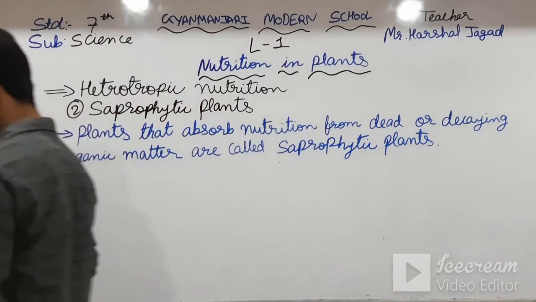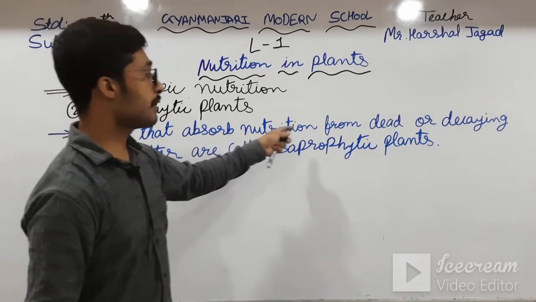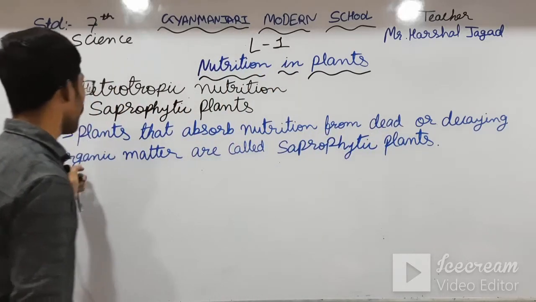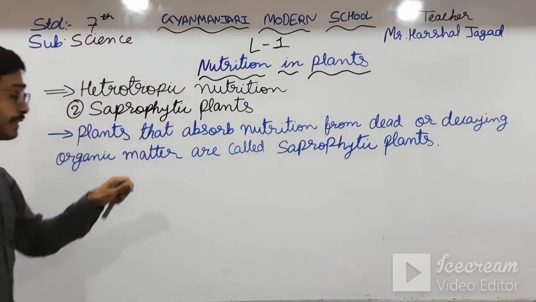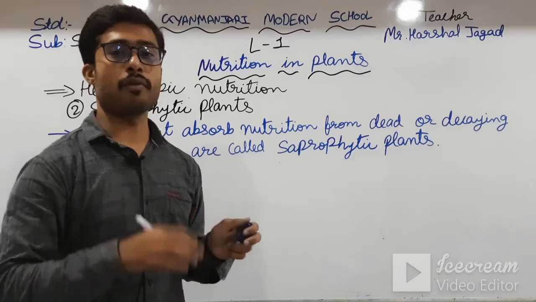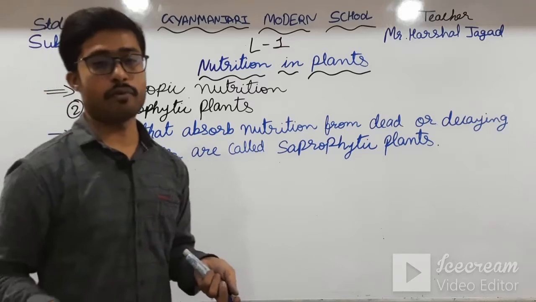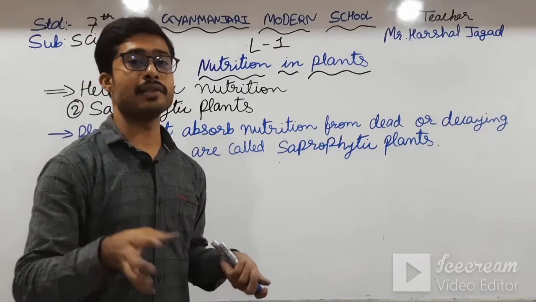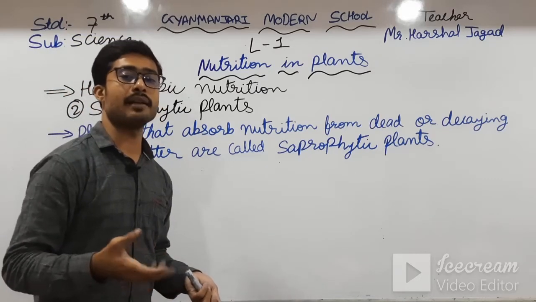Okay students, so first of all we will see what is the saprophytic plant. Plants that absorb nutrition from dead or decaying organic matter are called saprophytic plants. Okay, so in that what happens? It just happens in the tropical forest. Okay students, why? Because the dead leaves which just fall on the ground, from that they just make their food and they get nutrition from that.